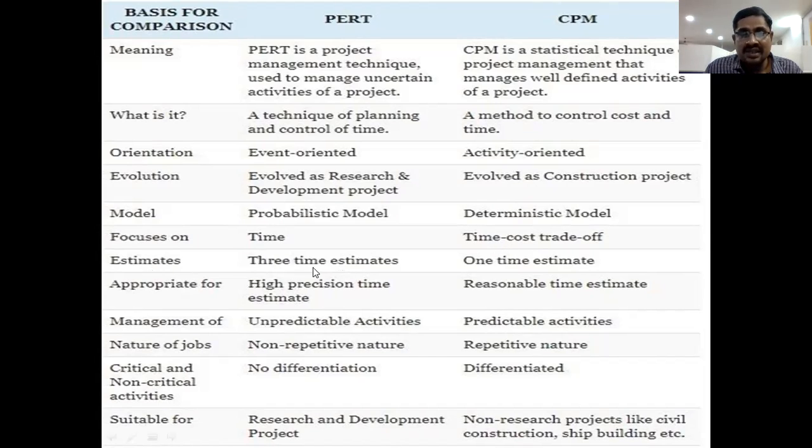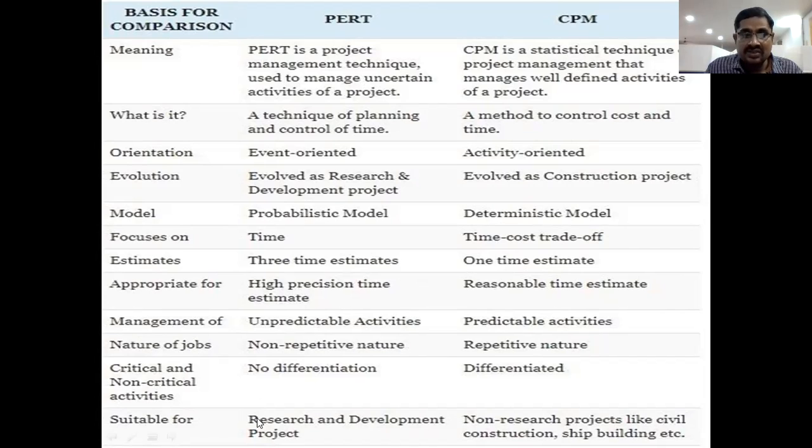So here PERT estimates 3 timings. Already I told you on the previous slide. So here we focus upon 3 timings. What are they? Optimistic time, pessimistic time, and most likely time. Most likely time means normal time. Optimistic time means shortest time. Pessimistic time means longest time, right? But here in the CPM, we estimate only 1 time, right? Next, this belongs to high precision time estimates. This belongs to reasonable time estimations.